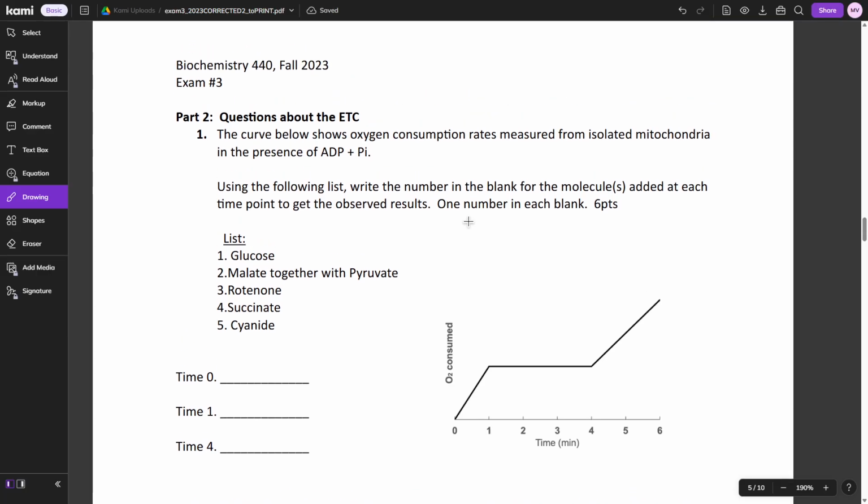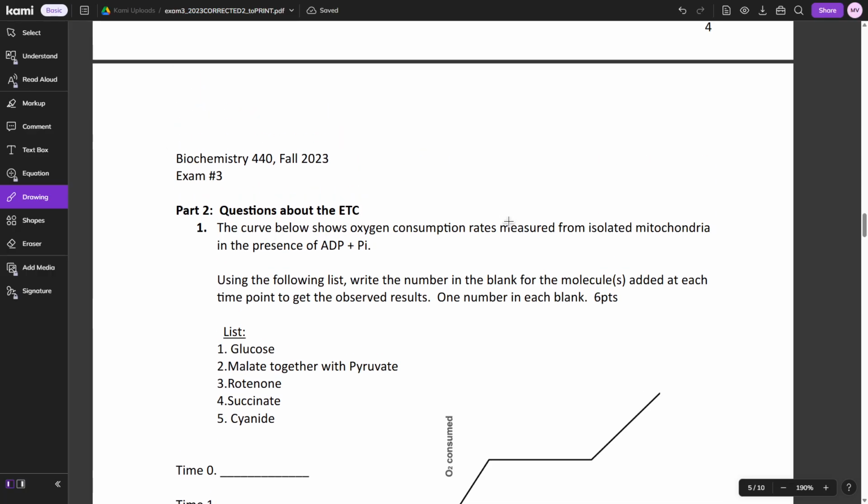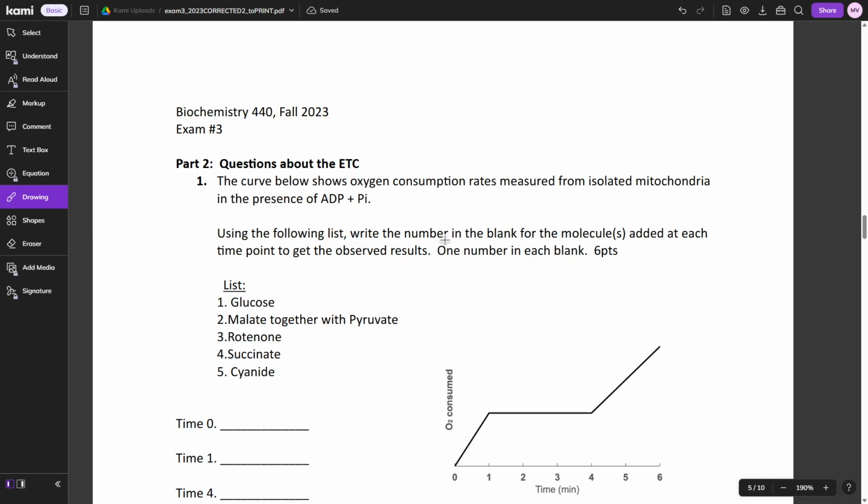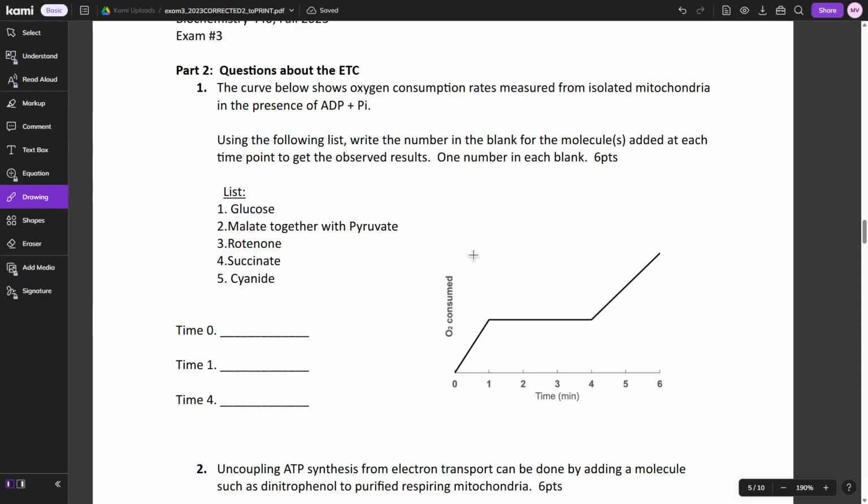Okay, for part 2, the curve shows oxygen consumption rates measured from isolated mitochondria in the presence of ADP and Pi. I'm already thinking about some weird electron transport chain thing here, because why on earth would they mention ADP and Pi if they're not going to talk about the electron transport chain and ATP synthase? Using the following list, write the number in the blank for the molecules added at each time point to get the observed result. So we've got a bunch of things, and we've got some O2 consumption graph. Where is O2 consumed in this process?